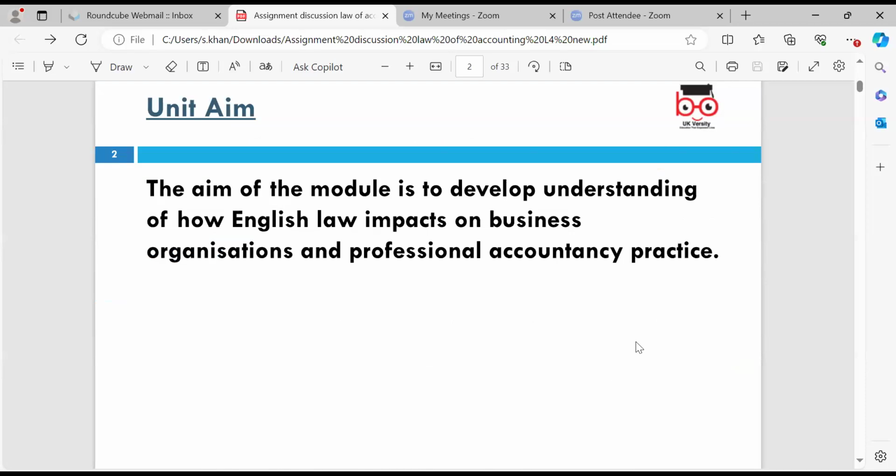Because accountants deal with different businesses, and they are probably the first source of information for their clients. So sometimes these legal questions, even though they should be asked of the lawyer, tend to come to the accountant first, and so the accountant needs to know these things to transfer them to the customer.